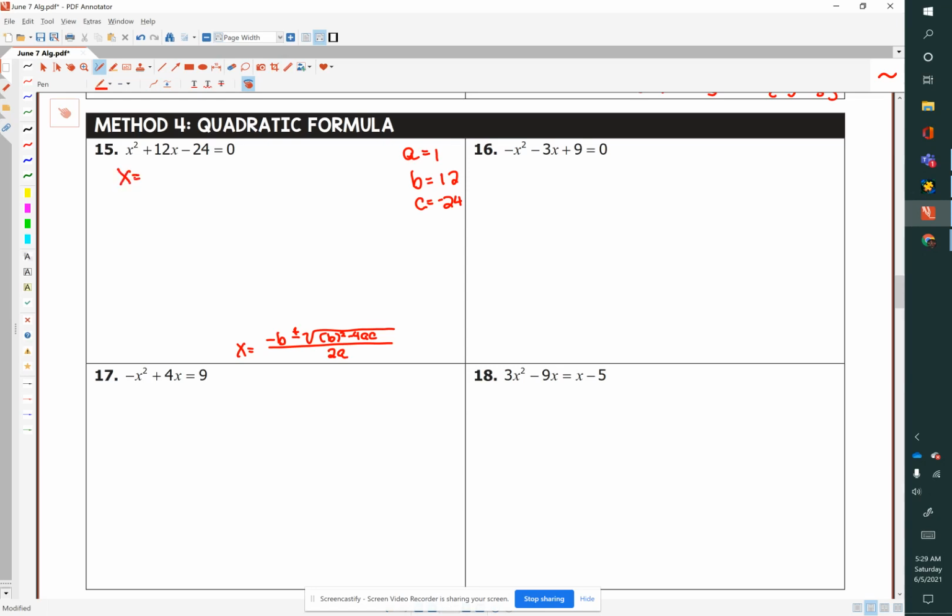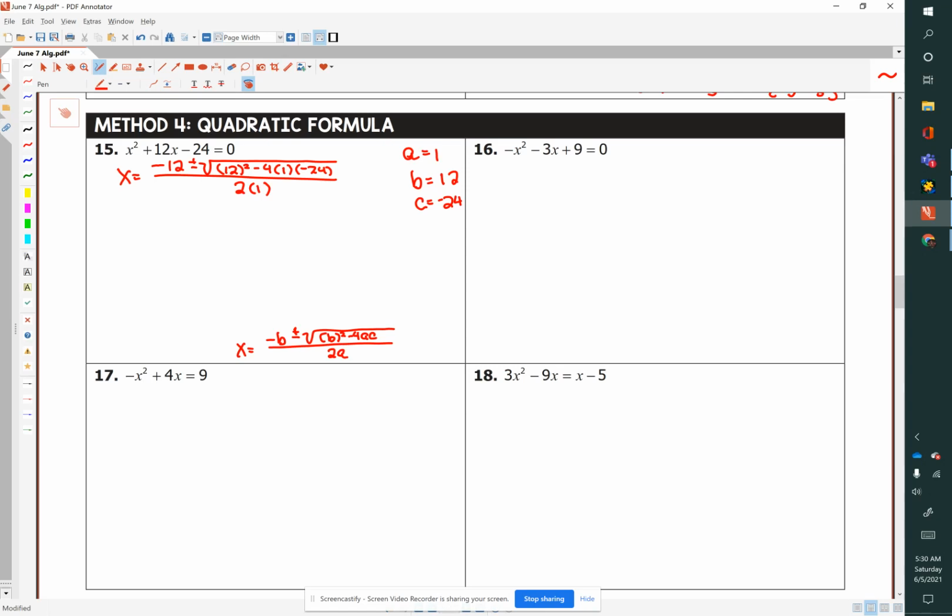Okay, so let's start making our substitutions. So x equals -12, so our b value is 12, plus or minus, we need a nice long radical. Use parentheses, please. 12 squared minus 4 times 1 times c, which is -24. Always use all of the numbers, even if they're 0 or 1. Don't just do it in your head. There's too many mistakes you can make when you do this, students. I would always recommend that you write everything out just like that.